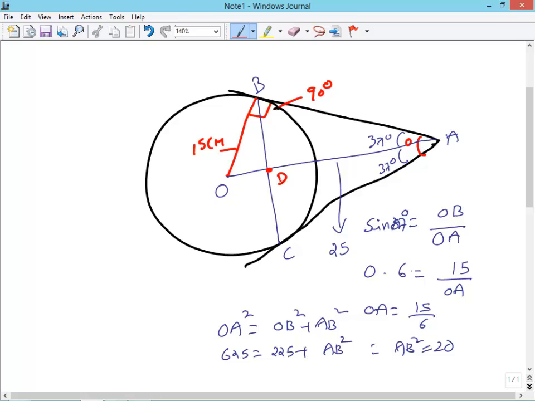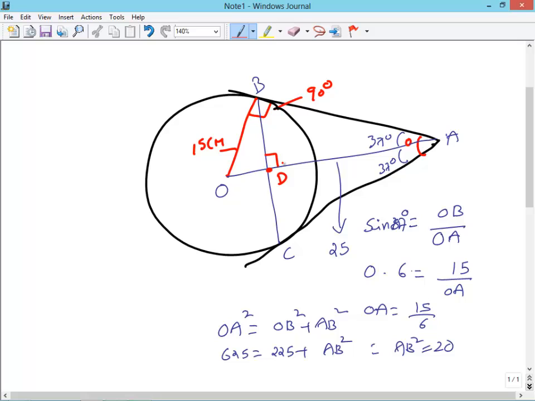What is BD? Now what is OA? OA is a straight line started from the center point. Now what is CB? CB is a chord. So the chord makes exactly 90 degrees. It means that DB is equal to DC.